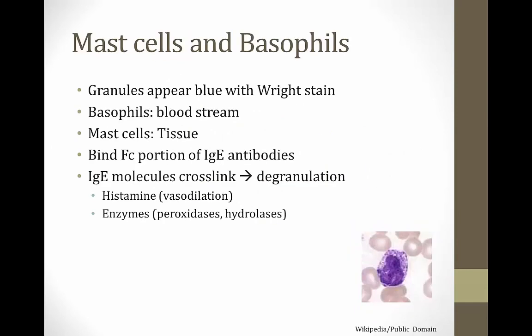Mast cells and basophils are granulocytes that appear blue when you stain them with Wright stain. This is a picture of a basophil in the bottom right side of the screen here. We call these cells basophils when they're in the blood, and when we find them in tissue, we call them mast cells. What these cells do is bind the Fc portion of IgE antibodies, and then the IgE antibodies can be cross-linked, and this leads to degranulation.